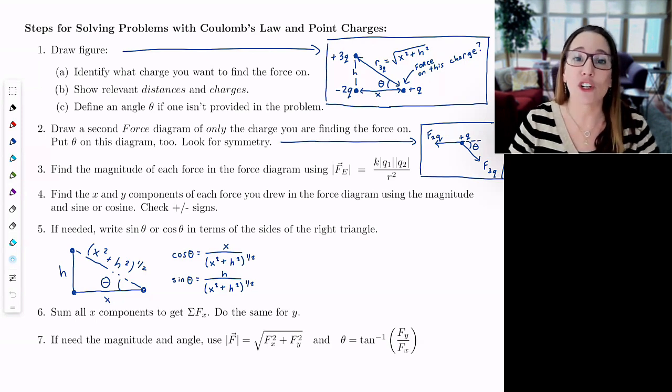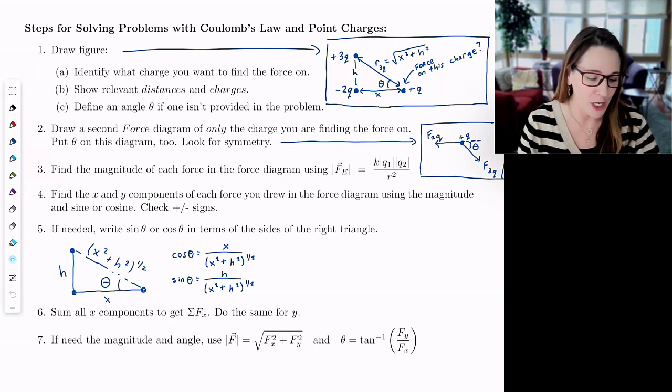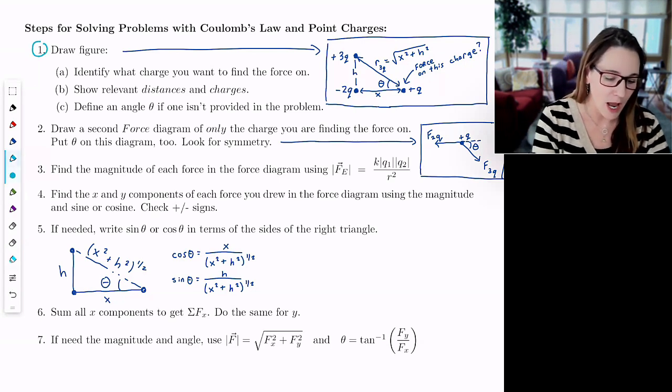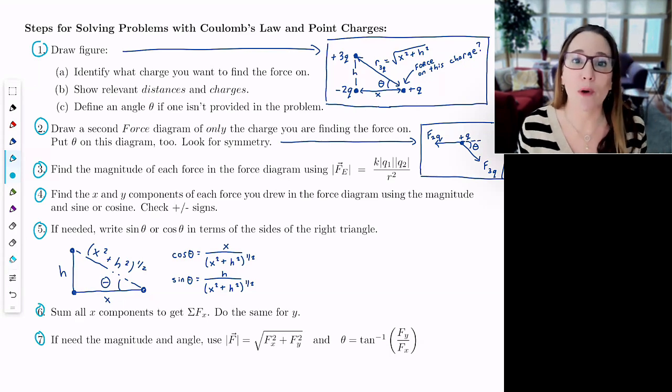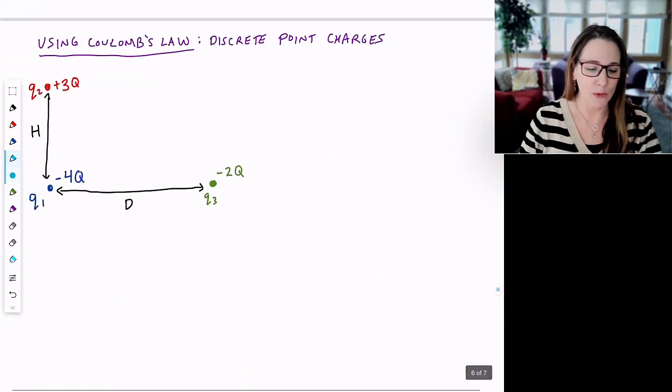I encourage you to use that as a reference in addition to the example that we're going to work through. You'll see that as I work through it, I will be following very specific setups that you can follow in any problem of this sort. All right, so let's see what our example is going to be.